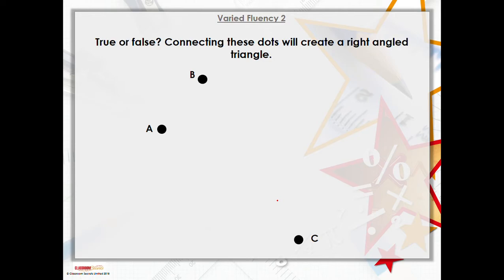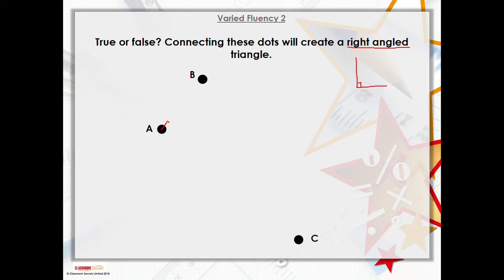One of the questions you are going to get, guys, is about connecting the dots using a pencil and a ruler, and then answering the question. So the question says true or false. Connecting these dots will create a right-angled triangle. Now we looked at right angles last week, where the angles must join up and create a 90-degree angle like this. So let's go ahead and match these guys up.